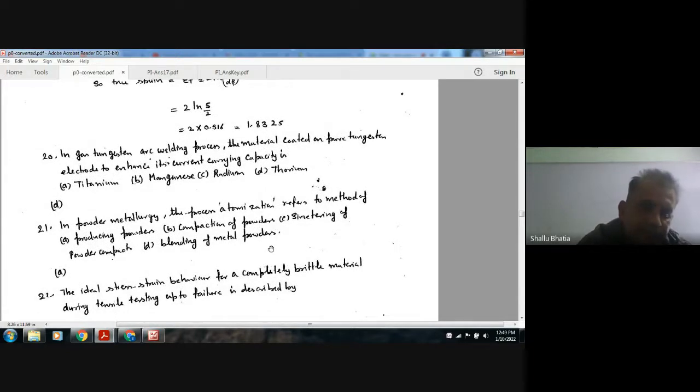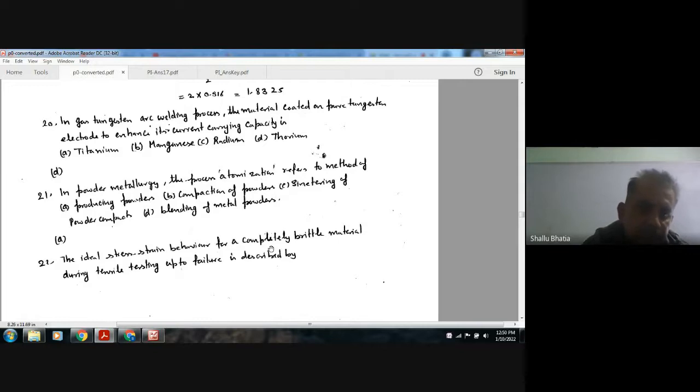Next, in the gas tungsten arc welding process, the material coated on the pure tungsten electrode to enhance its current carrying capacity is: option A, titanium; B, magnesium or manganese; C, radium; D, thorium. So the answer is thorium. It is a theory based question, and you have to remember this. Titanium, magnesium, and radium cannot be coated. Thorium can be coated, so the answer should be D.